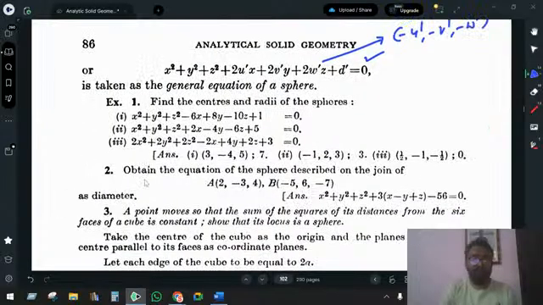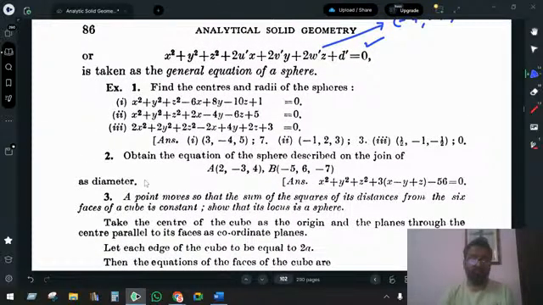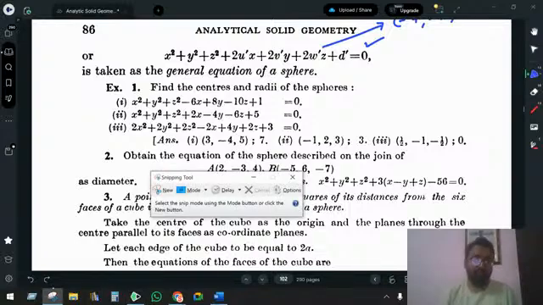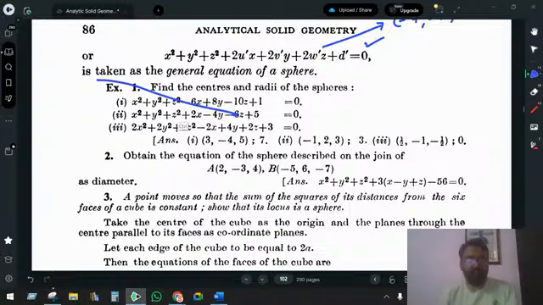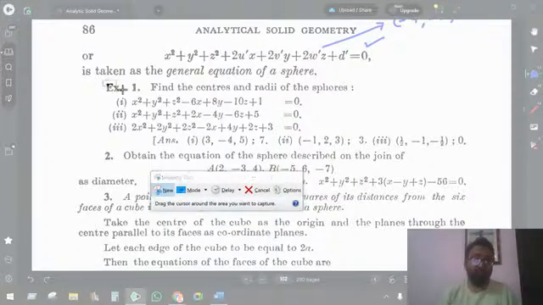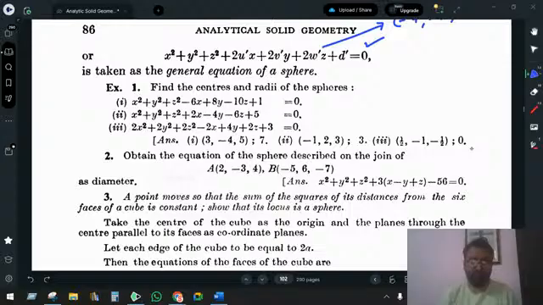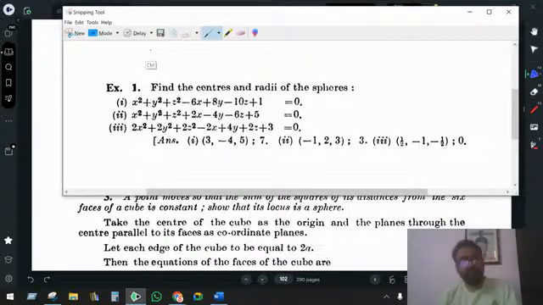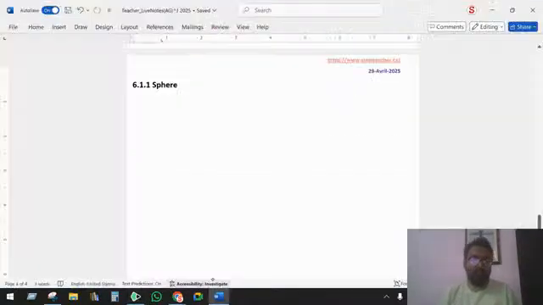So now we have some exercise portion. Find the center and radius of the equation. How can we find the center and radius of this equation? I am doing one problem, the remaining two problems you have to do, okay? Is it clear? Okay. So I'm taking a problem here.